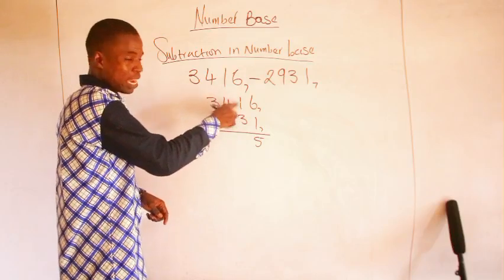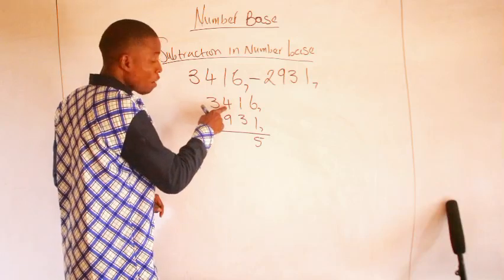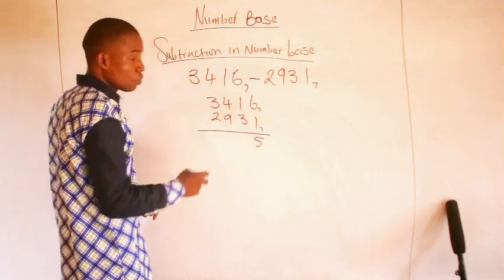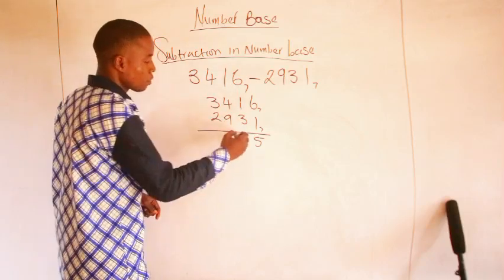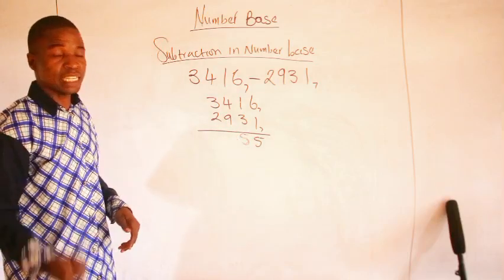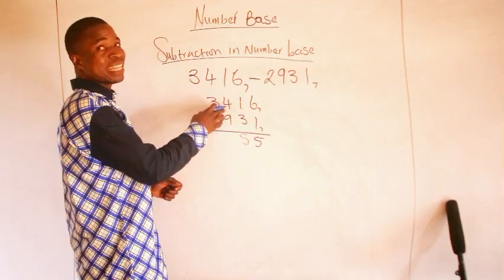Add with the what? 1, making 8. Notice that it's very important. When you borrow 1 from here, it will turn to what? Base what? 7 plus 1, making what? 8. And 3 minus 8 is what? 5. Now, the next one, this one will remain 3.